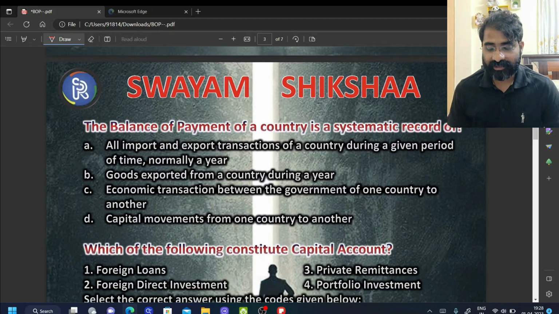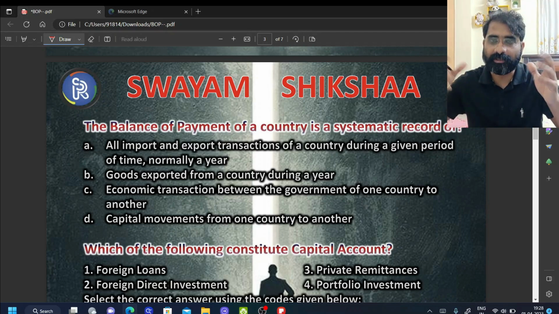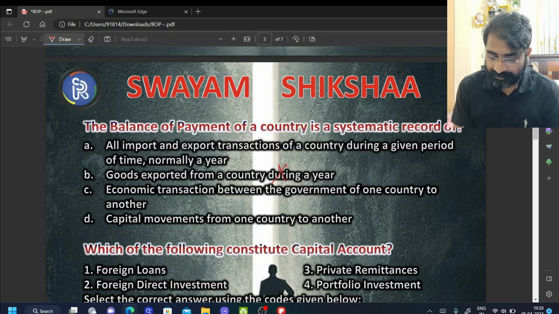Very important. Next: BOP is a systematic record of. In such questions, we have to look for the most comprehensive answer. Here, goods exported is partial.